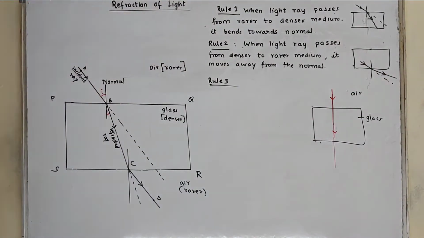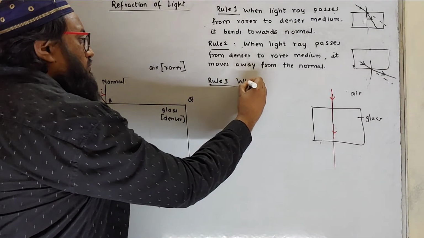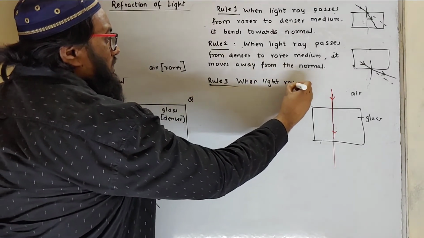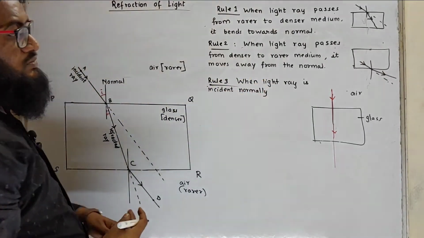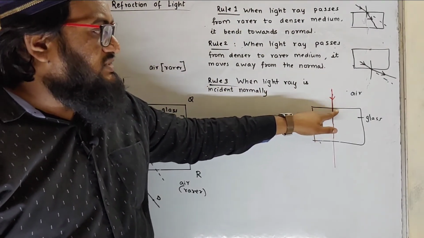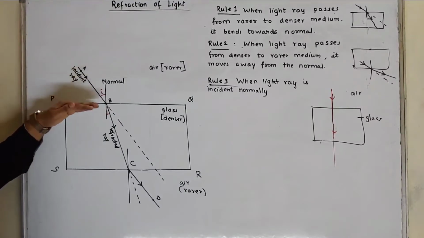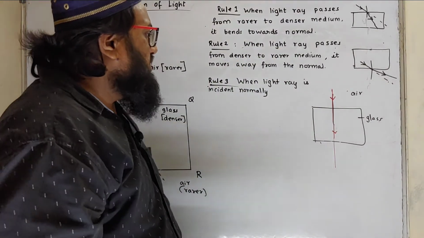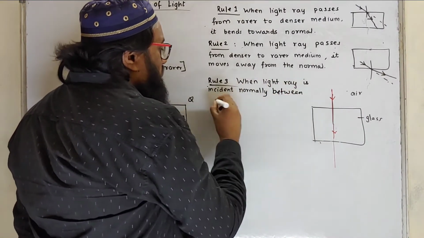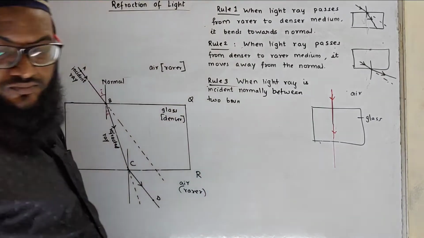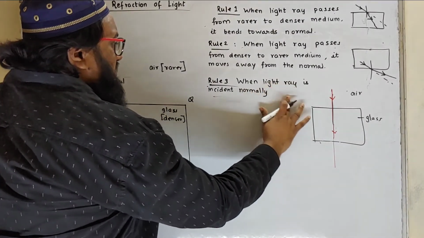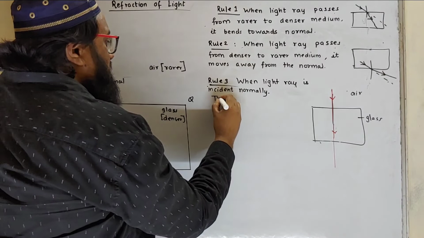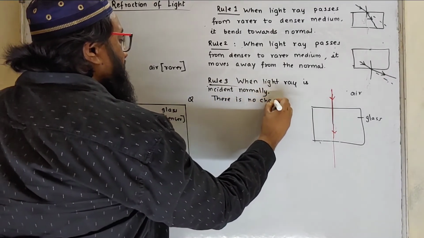So rule number 3, when light ray is incident normally, where? Between two surfaces. This is called as interface. What is interface? The boundary which joins both the medium. So when light ray is incident normally between two boundaries, we can say there is no change in the direction.